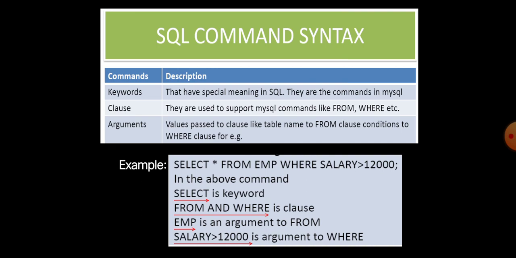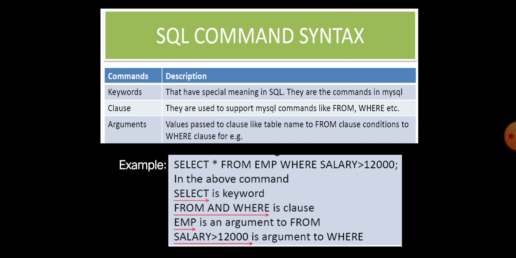The clauses are used to support MySQL commands, like from, where, group by, order by. Then arguments are values passed to a clause, like table name, and conditions we give with the from and where clauses. Look at the example. Select star from employee where salary is greater than 12,000 semicolon. In the above command, select is a keyword, from and where are clauses, EMP is an argument to from, and salary greater than 12,000 is an argument to where.